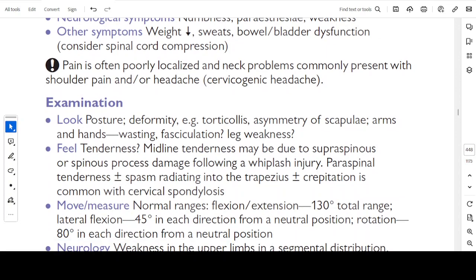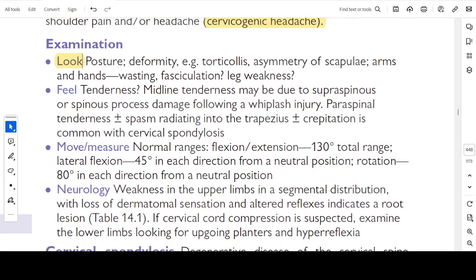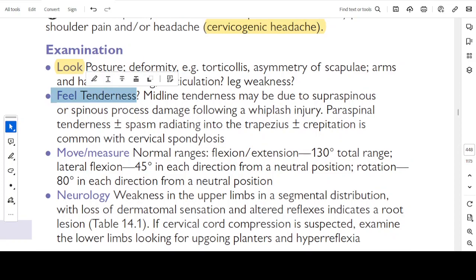Pain is often poorly localized, and neck problems commonly present with shoulder pain or headache, cervicogenic headache. Examination. Look at the posture, the deformity, for example torticollis, asymmetry of the scapulae, arms and hands, wasting, fasciculations, leg weakness. Feel the tenderness. Midline tenderness may be due to supraspinous or spinous process damage following a whiplash injury. Paraspinal tenderness plus spasm radiating to the trapezius plus crepitation is common with cervical spondylosis.